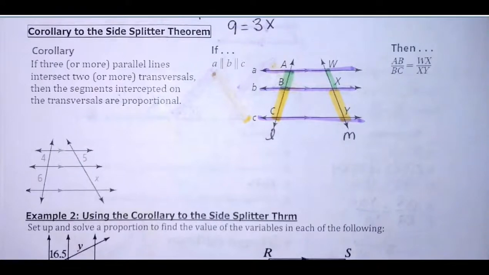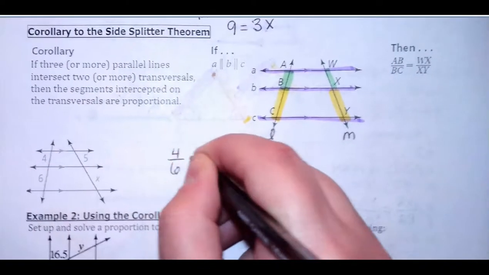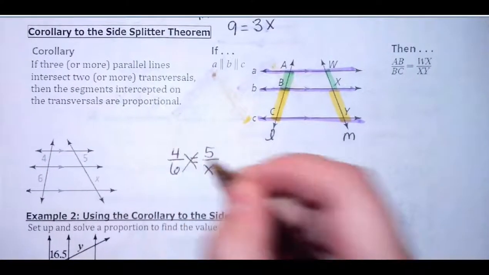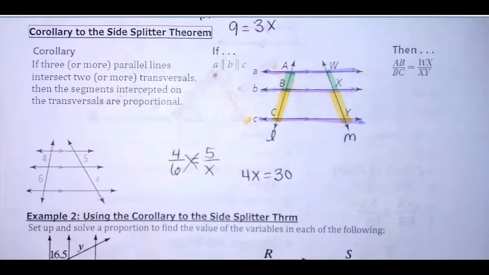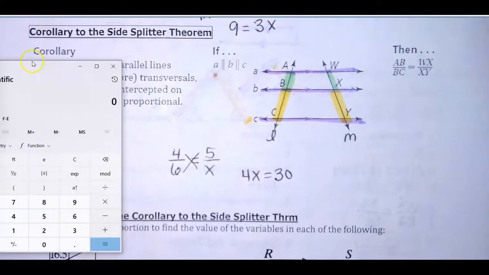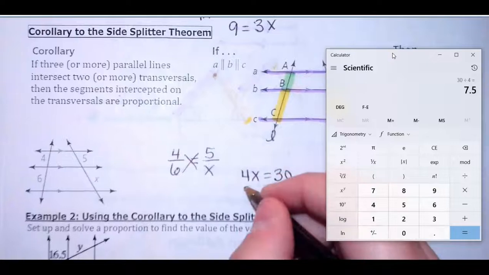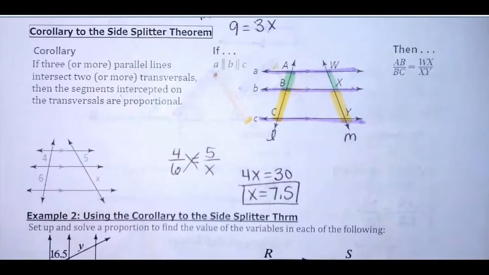So here's a little one with numbers just to let us practice this. Just going down the side of the transversal here, 4 over 6 has to be equal to 5 over x in that diagram. And we're just going to cross multiply there. So 4x is going to be equal to 30. And I know that's not a nice number, so let me grab my calculator here. I'm just going to divide 30 by 4 so you guys can see that. And that's actually 7.5. So that's how the side splitter corollary works. It doesn't have to be a triangle, it can just be parallel lines.